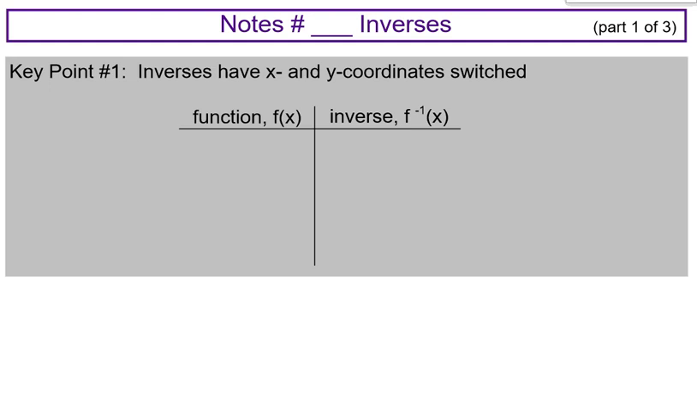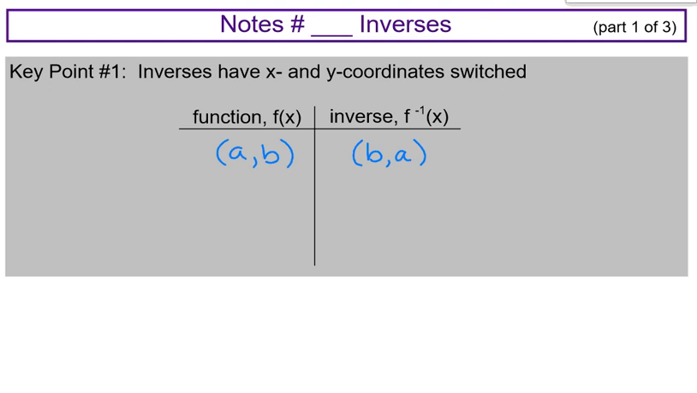Okay, here we go. The first key point about inverses is that they have x and y coordinates switched. So, if your function f of x contains the point (a, b), then the inverse, which we would call f inverse of x, and you see the little -1 symbol right here? It is not an exponent, it's just a symbol we're using to stand for inverse, and we use this symbol if it's a function. So the inverse would contain the point (b, a) because the x and y coordinates were switched.